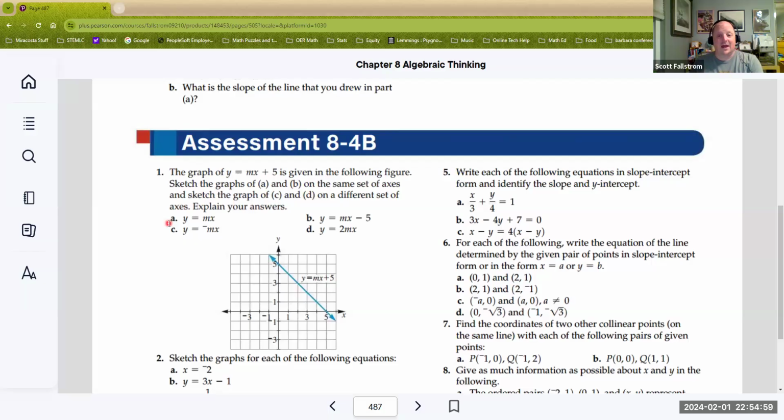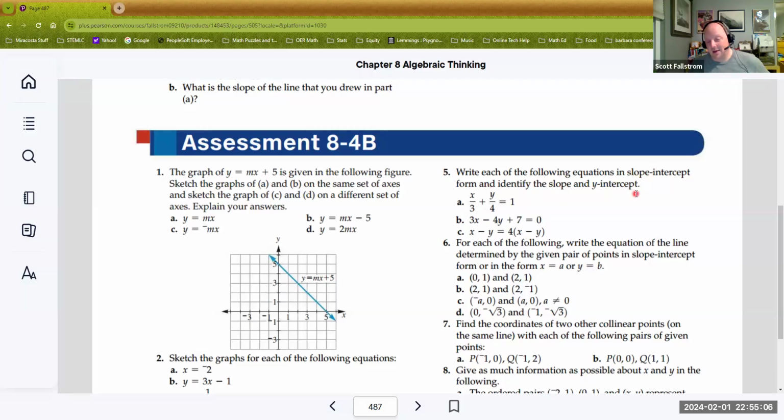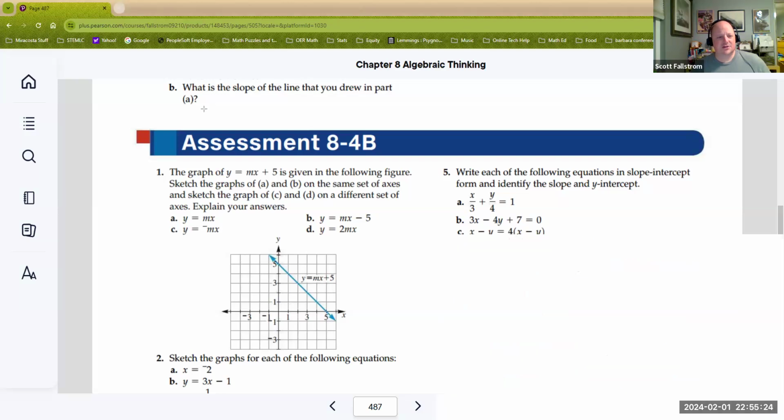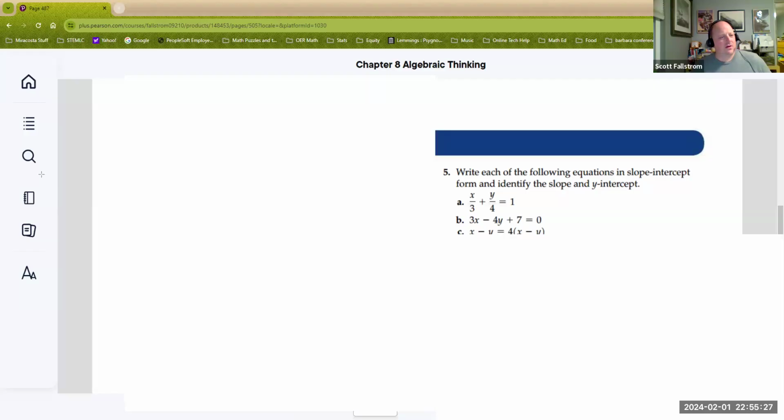And 5A. Okay, so 5A. Write each of the following equations in slope-intercept form and identify the slope and the y-intercept. Okay, well, you've got multiple ways to do this. It says first write it in slope-intercept form and identify the slope and the y-intercept. You can read the slope and the y-intercept from the graph. You can read it from the equation. It's completely up to you which way you choose to do it. So I will show a couple different techniques to doing this. Again, some of you may like one and not the other.